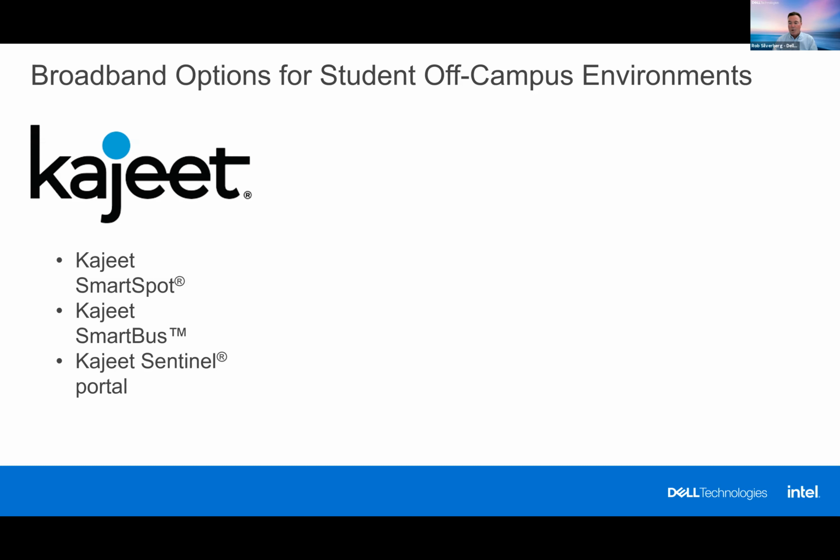Very important for school buses going out to rural areas, perhaps to remote communities where they're going to spend significant time on the bus. That could be learning time. That can be time where they're online doing homework. And then lastly, the Kajit Sentinel portal. This is the ability to provide that filtering, the CIPA requirements that can be met with the Sentinel portal. So all these are available from Dell and are a complete solution for this requirement.